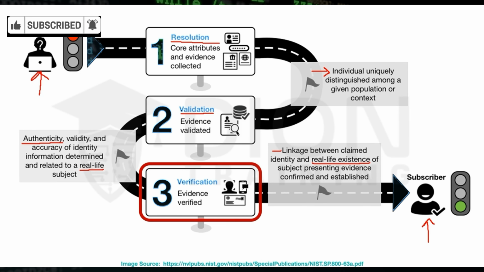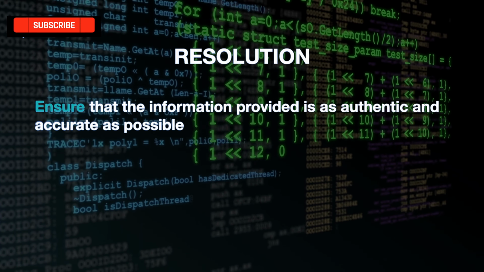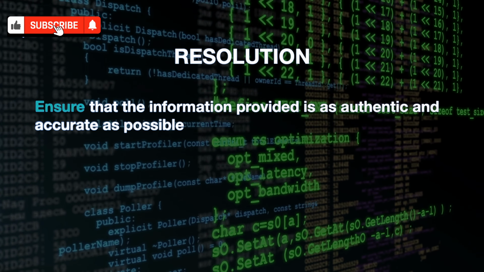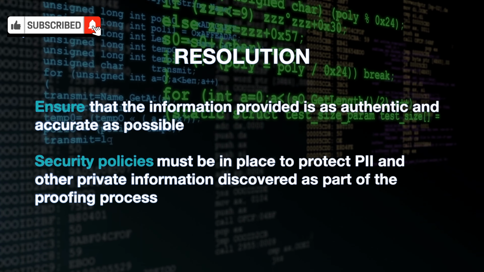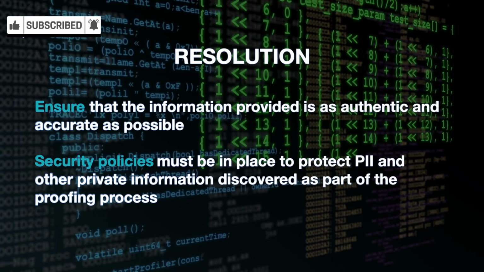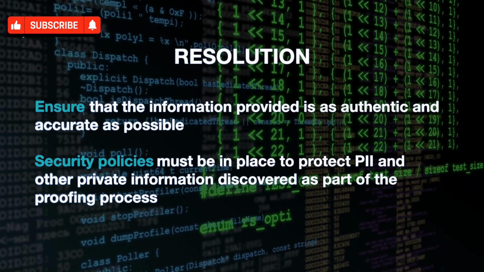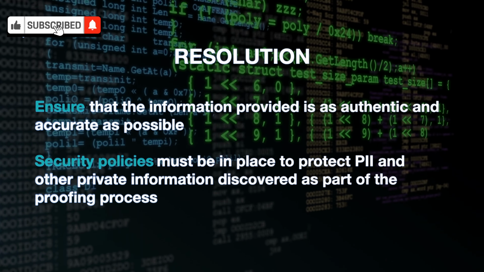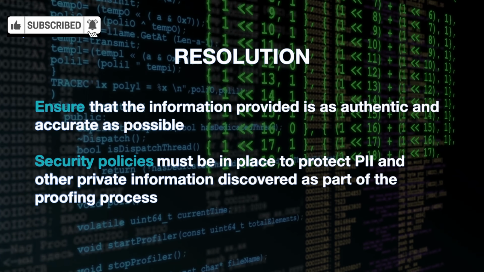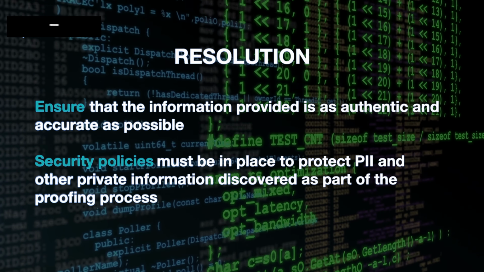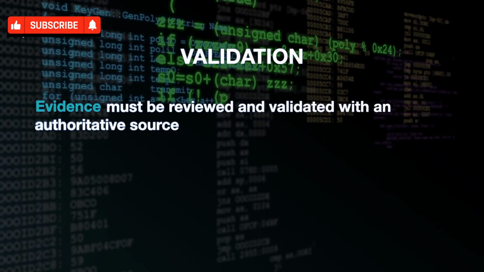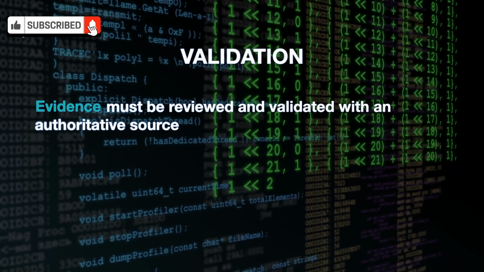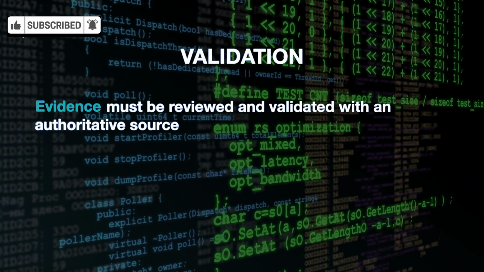Now what's important is, when we are collecting some kind of information, some of it can be personally identifiable information. It could be sensitive. So we want to have security policies in place to protect the data and other private information we have collected as part of the proofing process. And as part of the validation process, we want to make sure that evidence is reviewed thoroughly and is validated with an authoritative source. That could be a government-issued driver license or passport or birth certificate. We want to go to the source and validate that those are true and correct forms of identity, right?